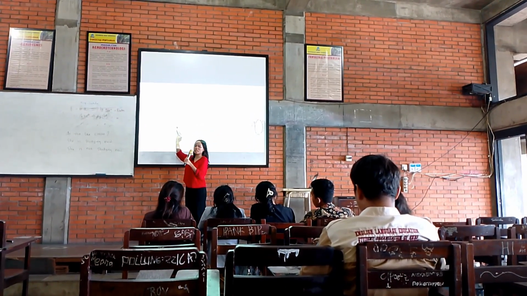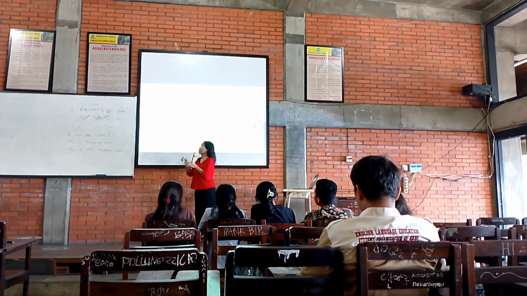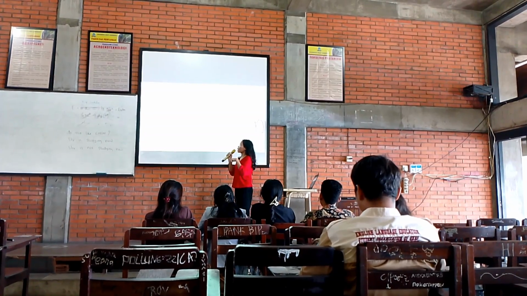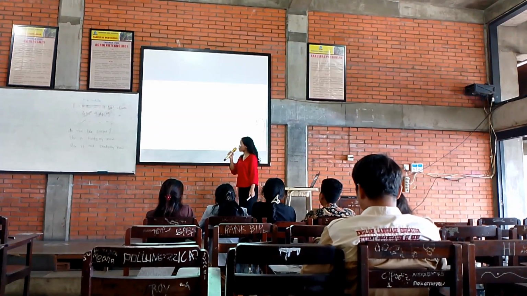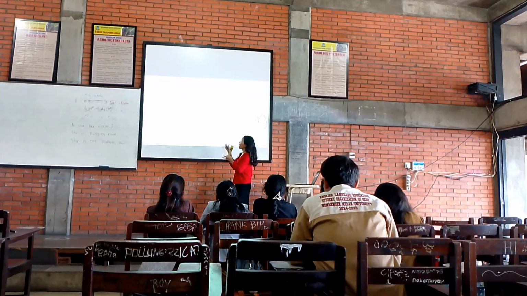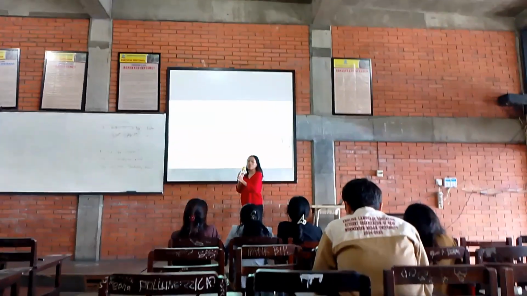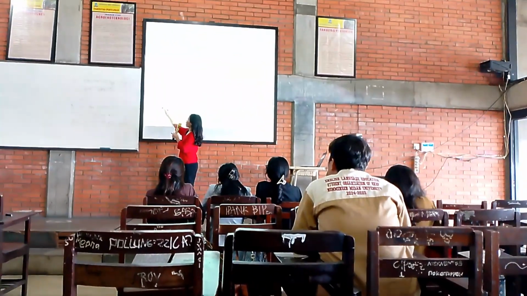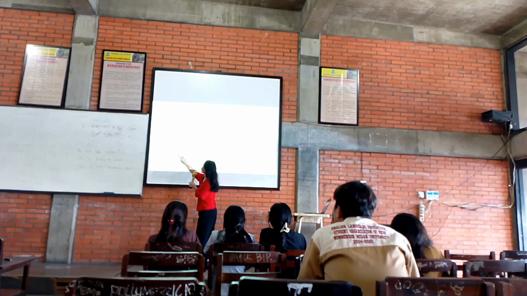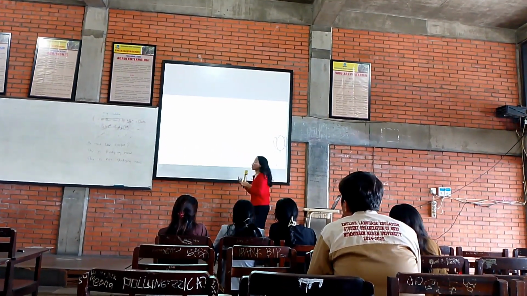For negative sentences, only add no. And the formula for interrogative sentences is do, does, did plus subject plus verb 1 plus object and question mark. For example, did he watch a movie? Did is auxiliary verb. He is subject and watch is verb 1 and then movie is object.